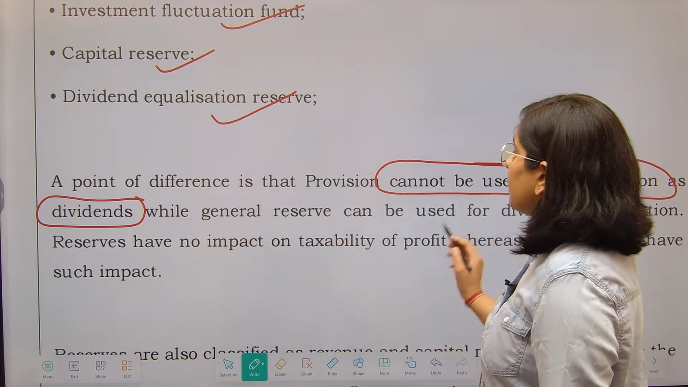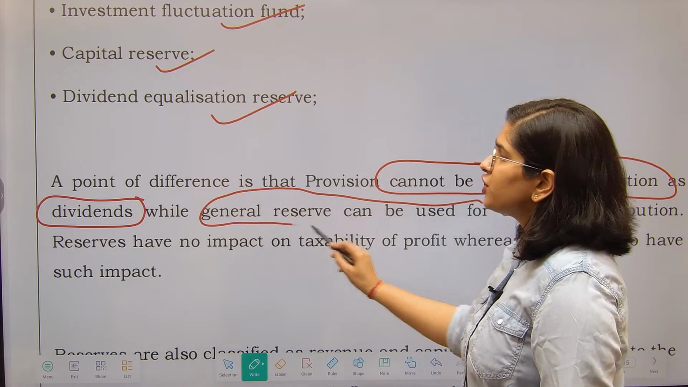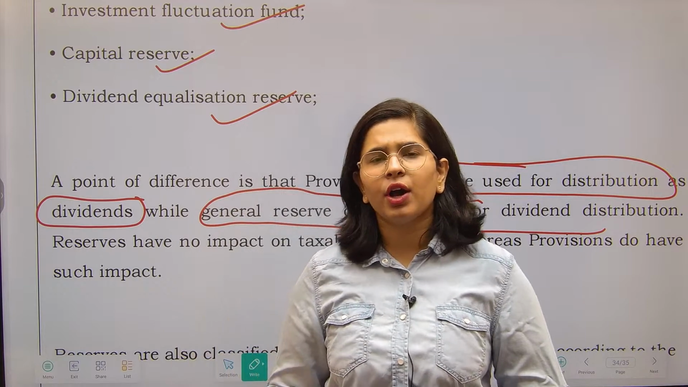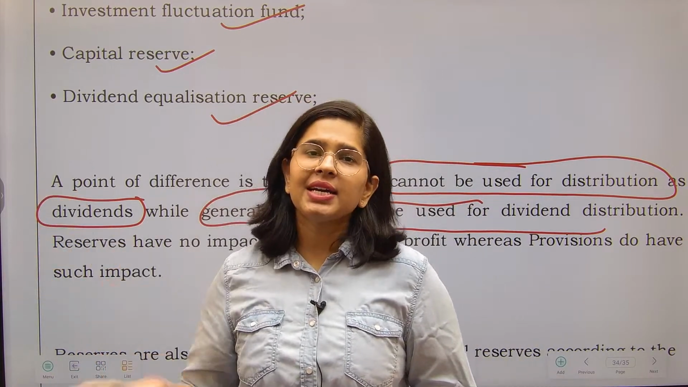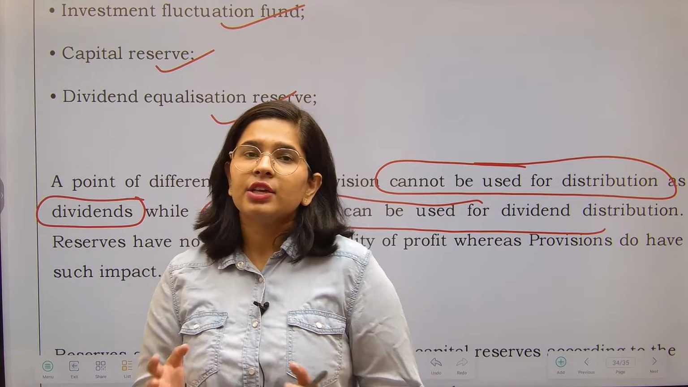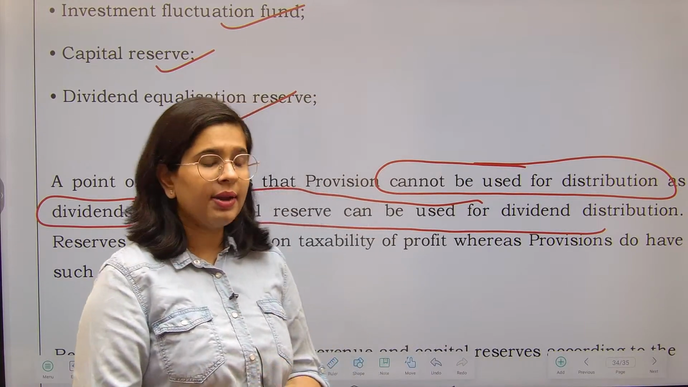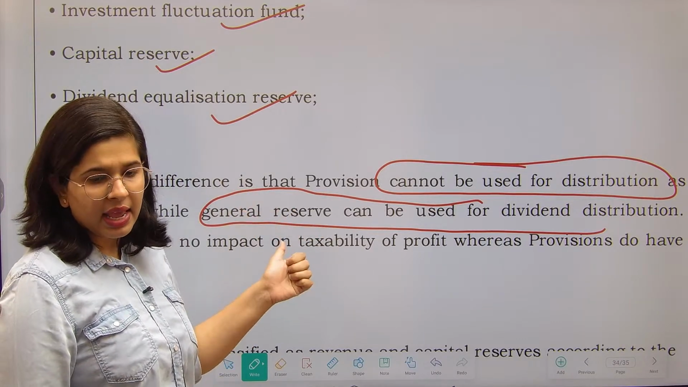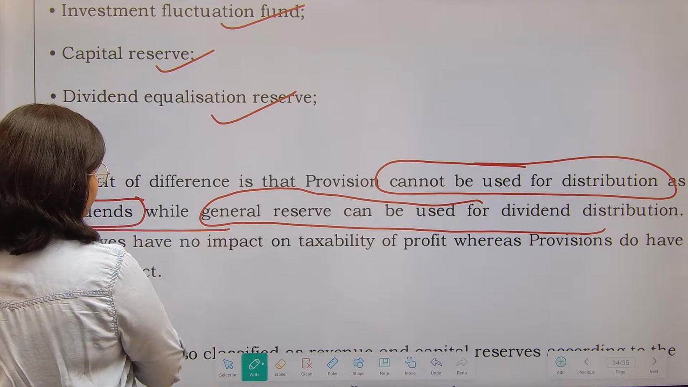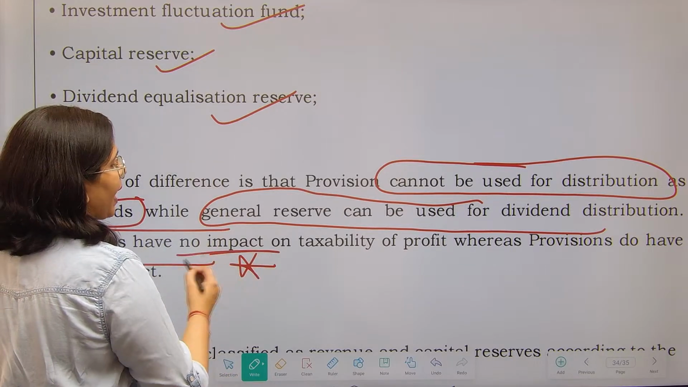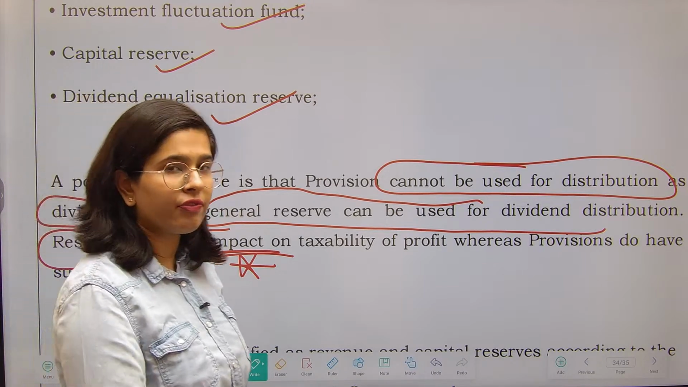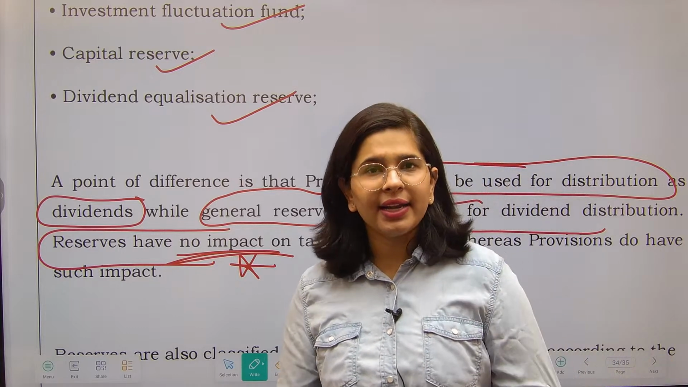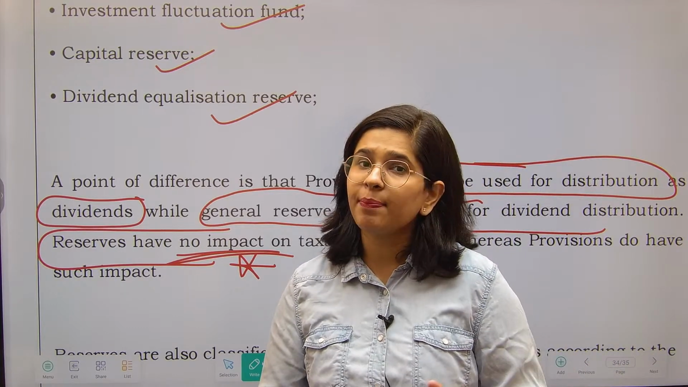Next thing is your reserves, like general reserve. They can be used for the distribution of dividend, because reserves is what? Keeping aside a part of profit, right? So that can be used for the distribution of dividend. Please remember this, that provision cannot be used for distribution of dividend, right? Next thing is, reserves have no impact on the taxability of profit, because reserves are not an expense. They are not deducted as an expense from the profit.